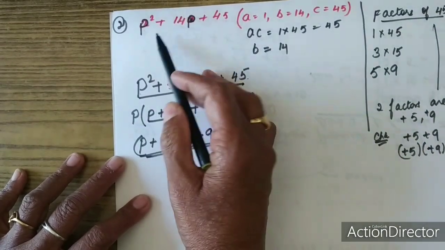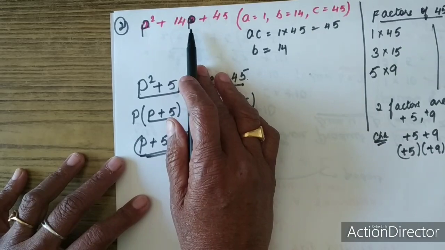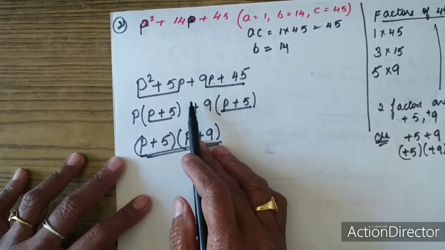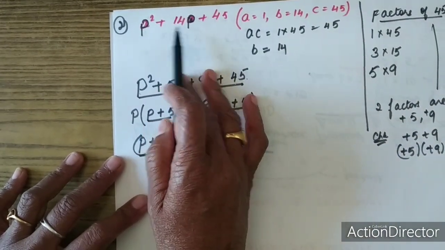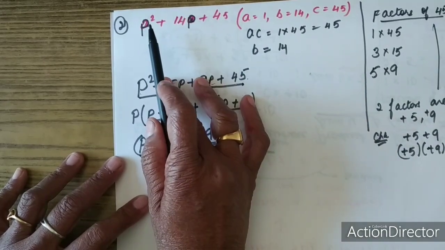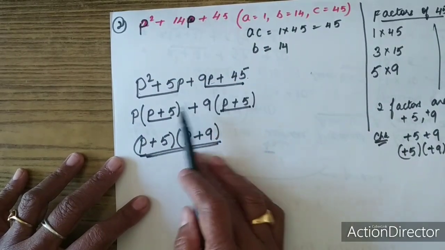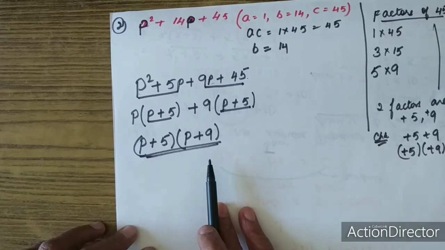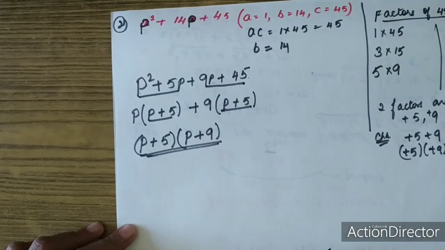So, this is how you factorize this trinomial using splitting the middle term, because this type of trinomials are the non-perfect square trinomials. So, we follow this method to factorize this type of trinomials.